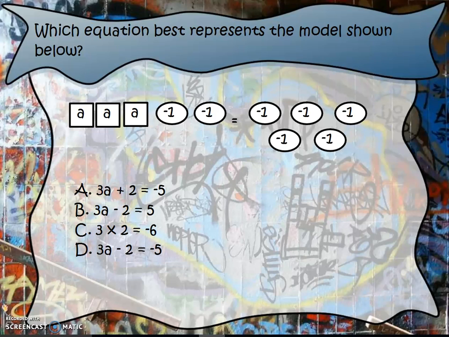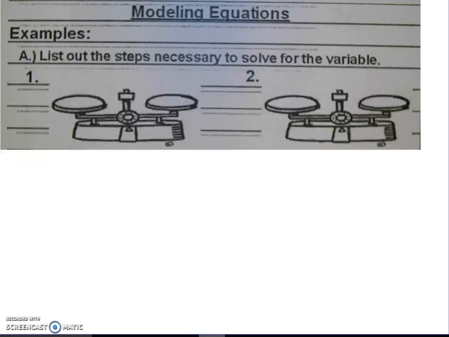Okay, so this is 3a. So we have 3a, and then we have negative 2 or plus negative 2. So you can say minus 2 equals 1, 2, 3, 4, 5, negative 5. That's going to match up with D. Okay, let's go ahead and solve this. And we're going to solve this right here under number 1.